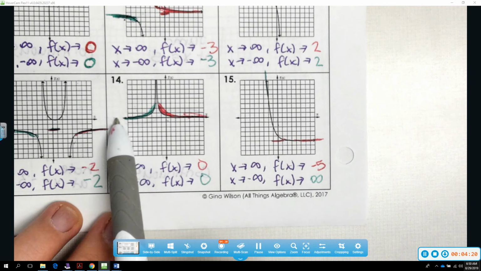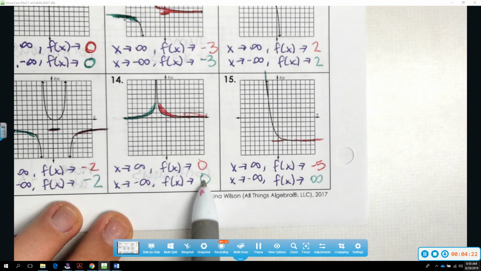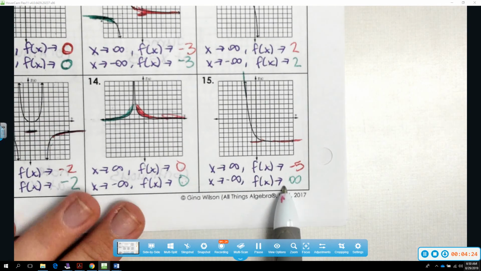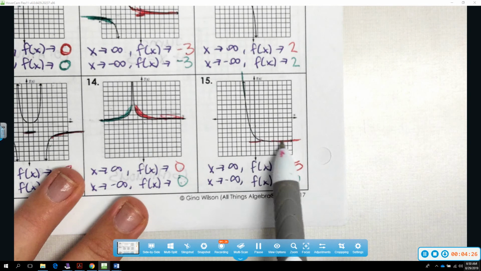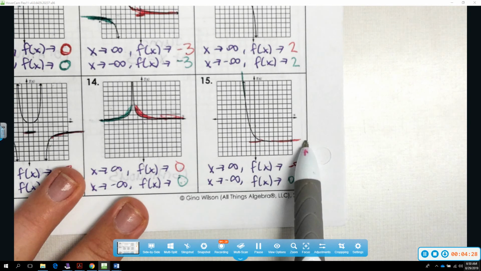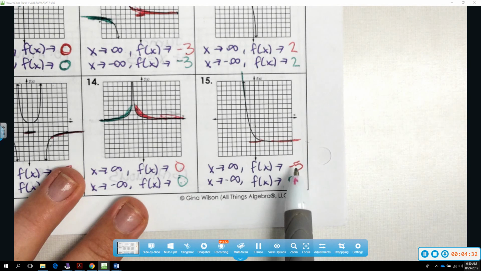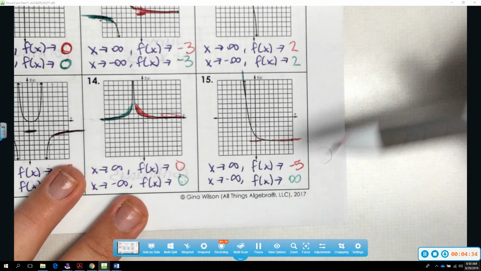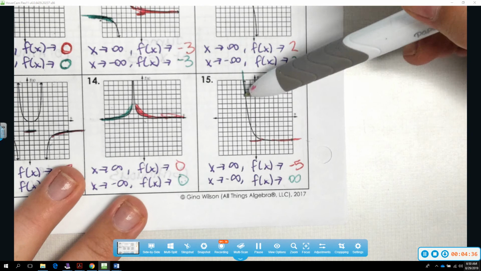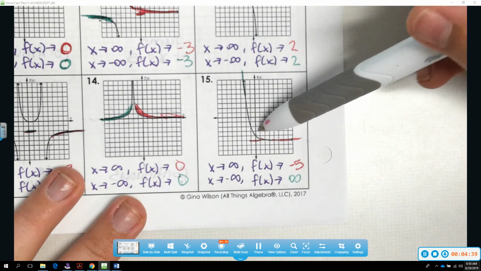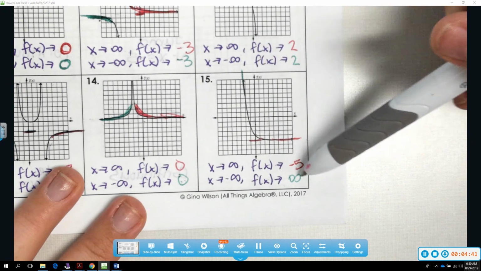x approaches, again, 0. Number 15 is the first time you've seen this. So first, as we go to the right, it doesn't go up or down, it levels out. It levels out right here at -5. Now here, as we go left, it does go up. So this time it goes up as we go left, so this is positive infinity.